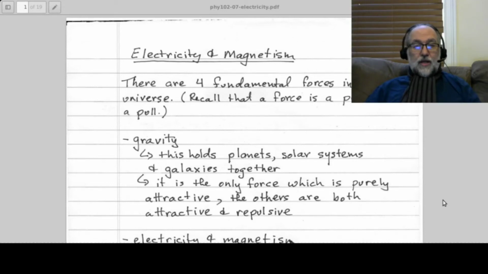Hi everyone, welcome to our seventh lecture. This lecture is going to be on electricity, and it's a combined lecture for both the Calc and non-Calc based students. It's actually the beginning of a series of lectures which are going to be on both electricity and magnetism. And so in this lecture, I'm going to be talking specifically about electricity.